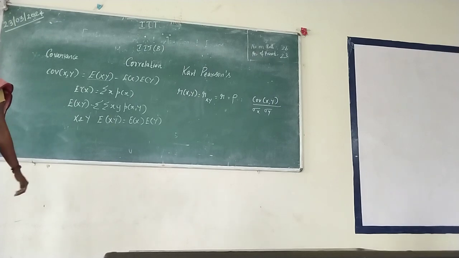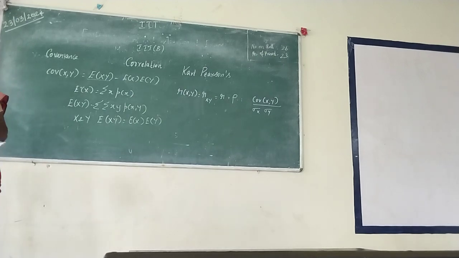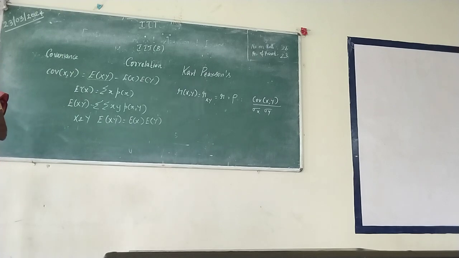How do you define the covariance? E of xy minus E of x into E of y. What are sigma x and sigma y? Sigma is the standard deviation, so the standard deviation of x and the standard deviation of y. Did we discuss all these formulas in unit 1? All those formulas we are going to apply in unit 2.